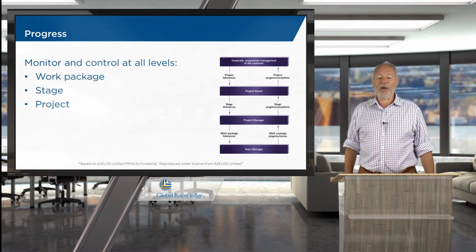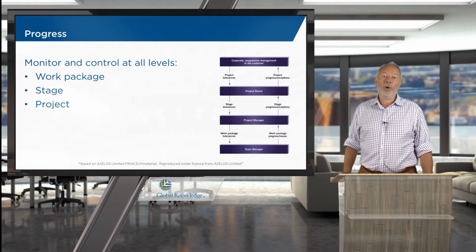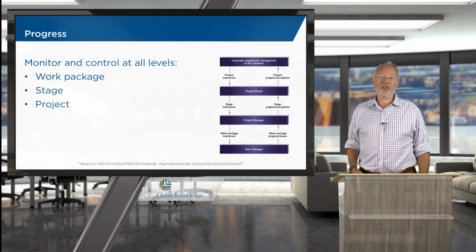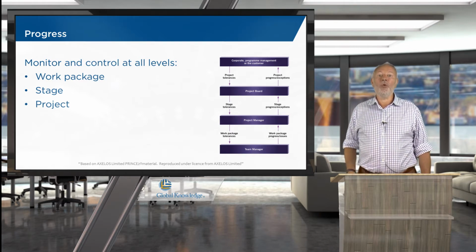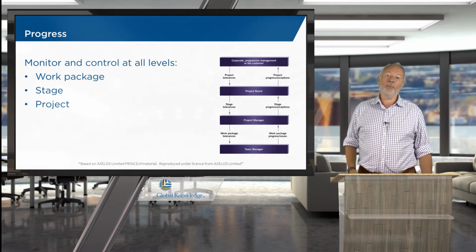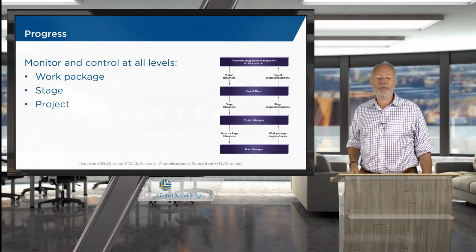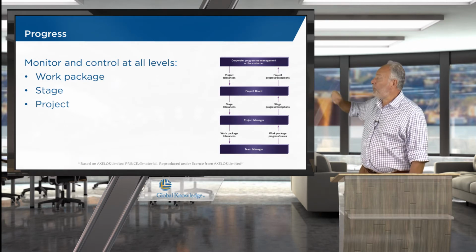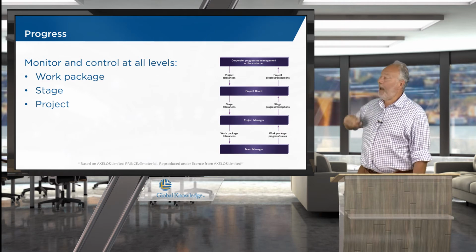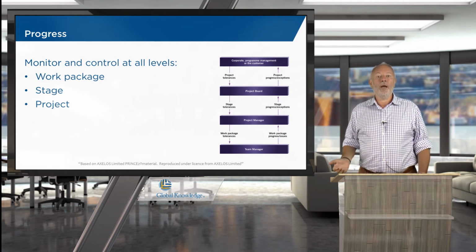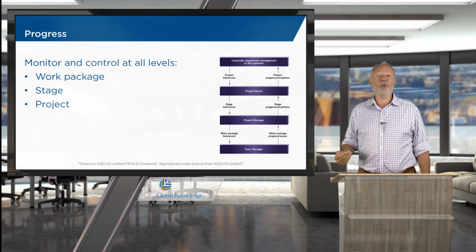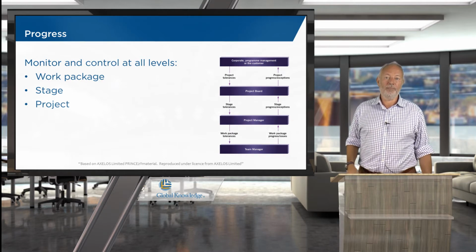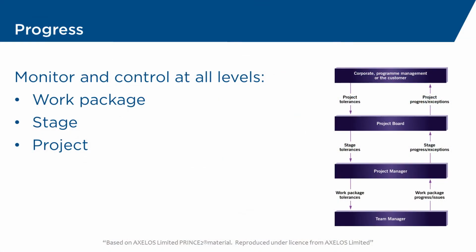At what levels are we going to monitor? Well, we're going to start at the bottom in the work package, and that information will then go up to the stage level, so from team manager up to project manager, and we're going to assess our progress there. And then, as necessary, we're going to be passing information from the project manager at stage level up to the project board at project level.